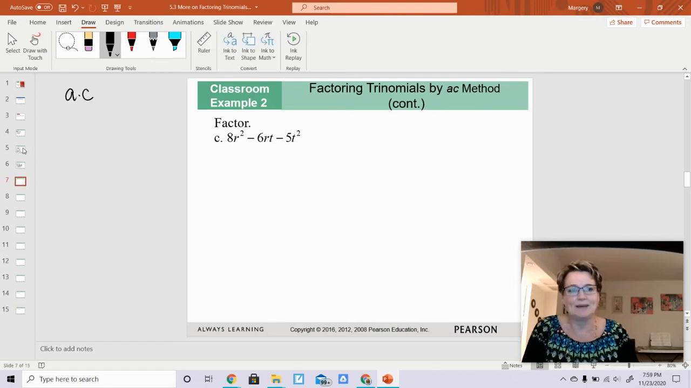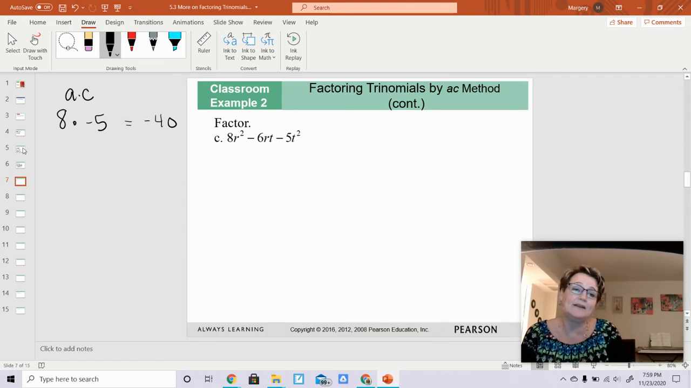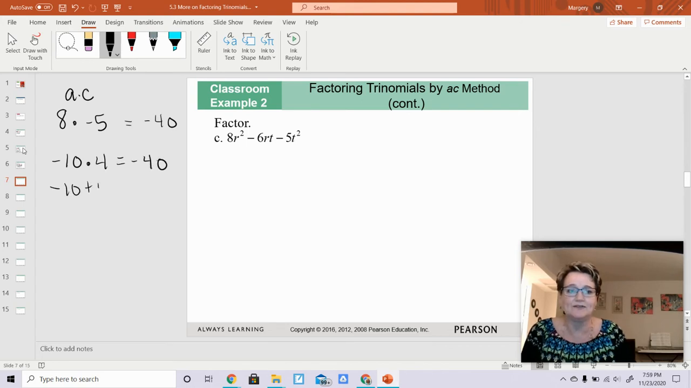So I have the AC method. A is 8, C is -5. I know there's a t squared on the end, but don't worry about that at the moment. We'll take care of that later. So when I multiply the two together, I get -40. I need to find two numbers when multiplied together give you -40, but when added together give you -6. Well, those two numbers are going to be -10 times 4, which is -40. -10 plus 4 is -6. So we found our two factors.